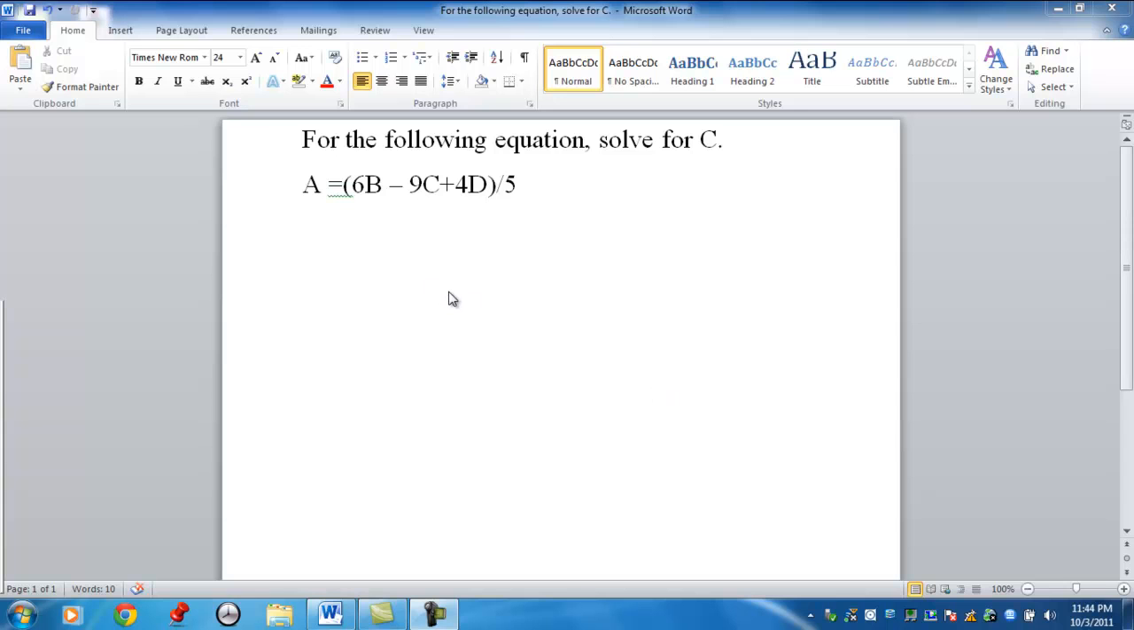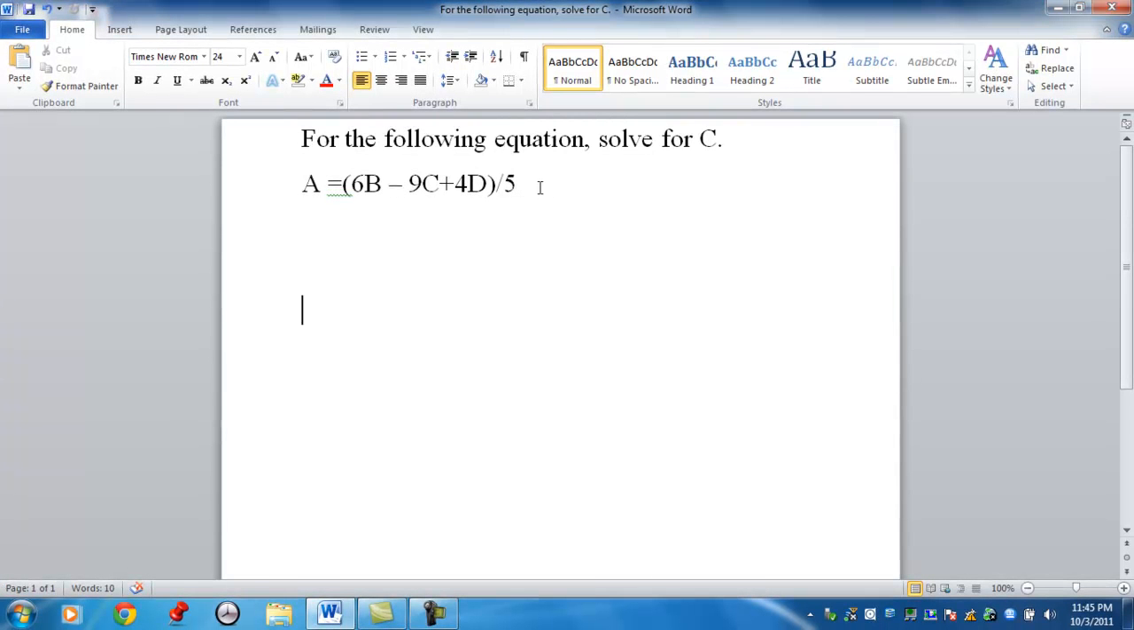The equation I have is A equals 6B minus 9C plus 4D divided by 5. The quantity, where you have the parentheses in front of the 6B and the 4D, each term here is being divided by 5. Okay. When you see an equation like this, the first step we want to do is clear out the fraction. That's the step I like to take.